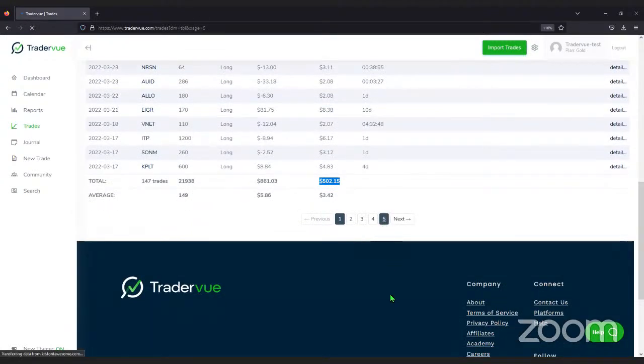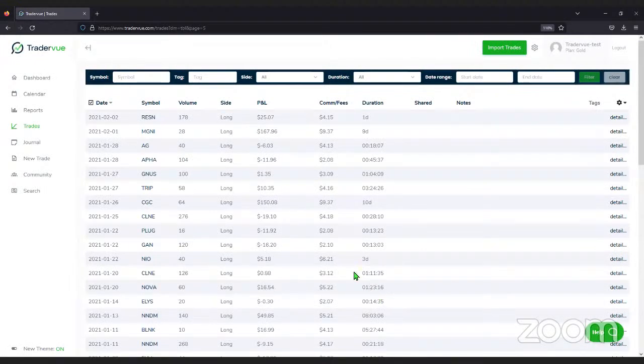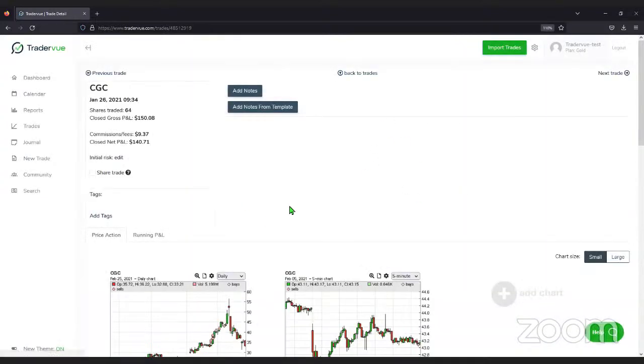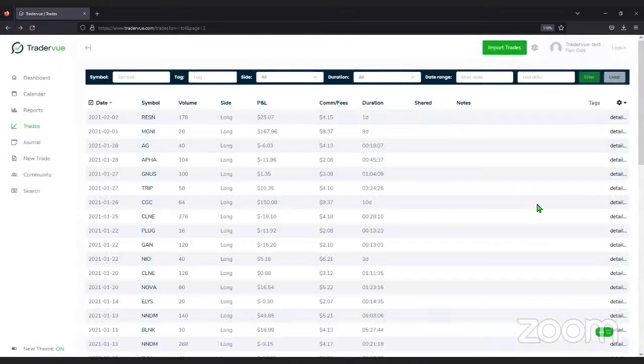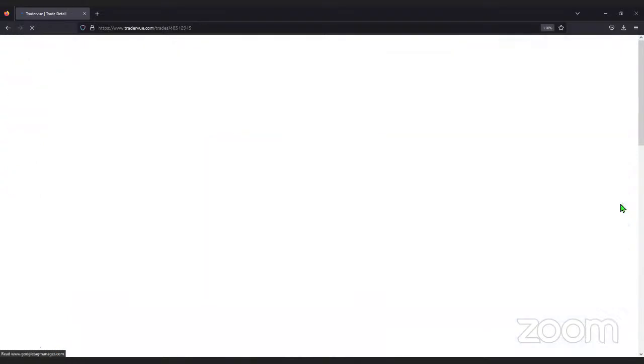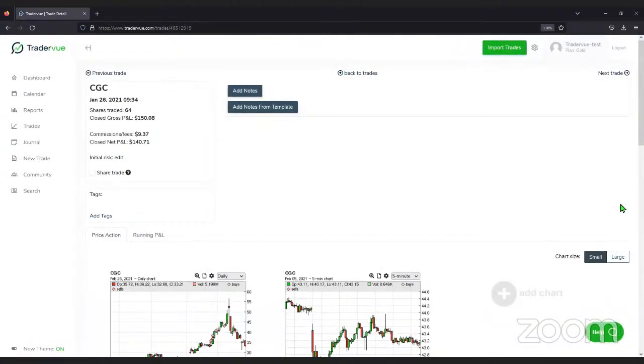So let me look for a good example. Okay, so this one, CGC, I believe it's Canopy Growth, long side, PNL 150, and duration 10 days. So let me get back, sorry. If you want to get deeper into a trade, what you should do is click on detail here in the trade section. Once it takes you there, you have more specific information about this trade.